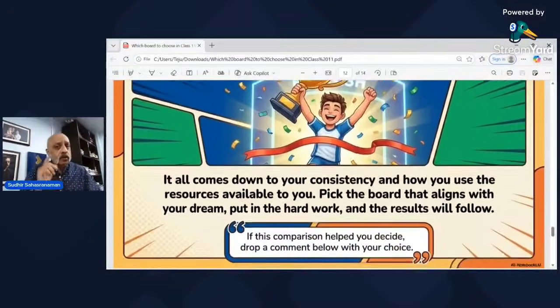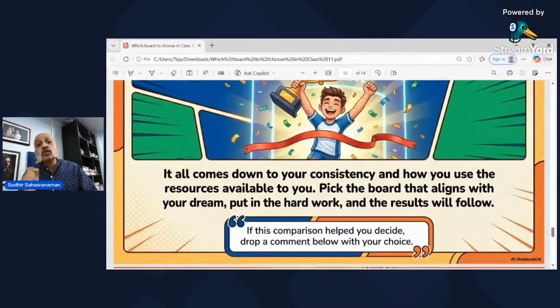It all depends on your discipline and your approach. It all comes down to your consistency and how you use the resources which are available to you. So what I would advise parents listening to this, what I would advise students listening to this, is to choose the board that aligns with your ambition, with your path, with your dream, and then put in the hard work. It's not as though if you go to CBSE, it will be a cakewalk. No, in fact, I find the CBSE class 12 syllabus quite tough, very tough. And if you put in the hard work, the results will follow.